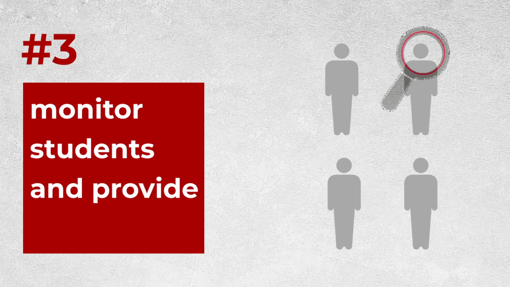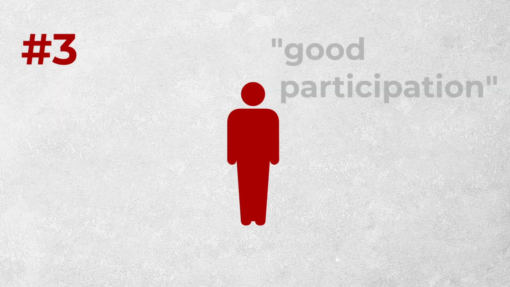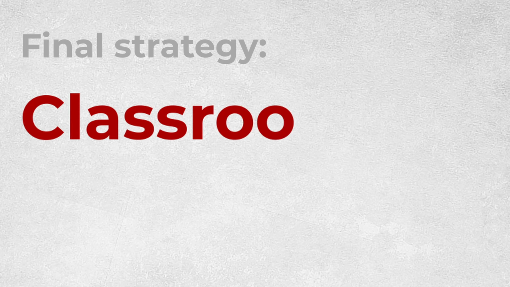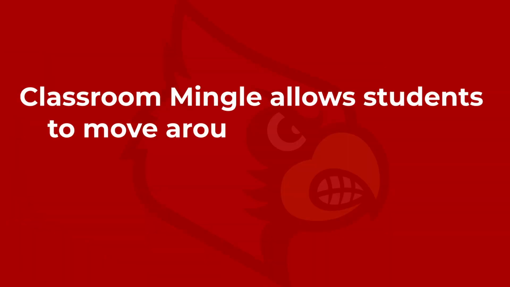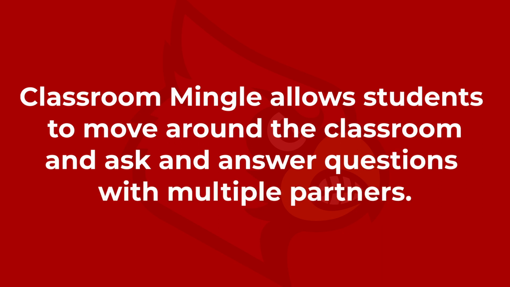Number 3, monitor students and provide feedback related to both the content of their responses and their participation in the strategy. The final partner and team strategy is called Classroom Mingle, and it is an engaging way to learn and practice new material. Classroom Mingle allows students to move around the classroom and ask and answer questions with multiple partners.